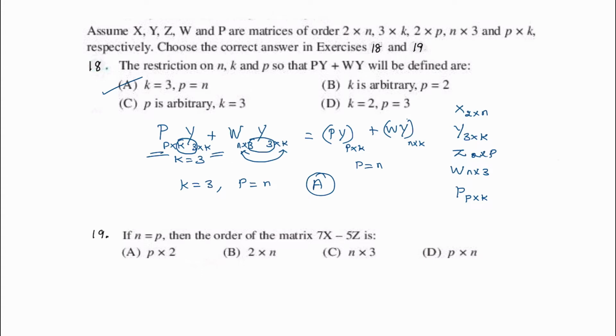Question 19. If n is equal to P, then the order of the matrix 7X minus 5Z is. 7X is of order 2 by n. 7 is a constant. Minus 5Z is of order 2 by p. We are subtracting these two matrices. Orders must be same. Already their rows are same. Number of columns also should be same. N must be equal to P. Therefore, order of these matrices should be either 2 by n or 2 by p. Here the given option is 2 by n. Therefore, B option is the correct answer.